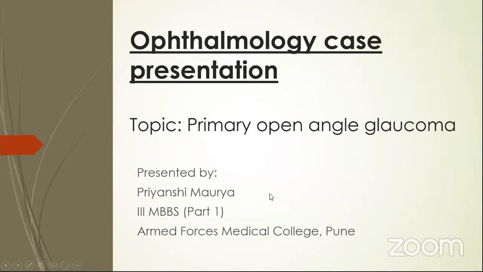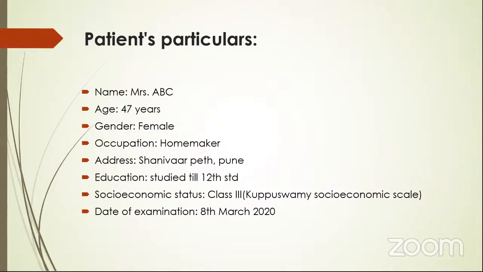Good afternoon, sir. Good afternoon, everyone. I'm Priyankshi Maurya from AFMC. I'll be presenting the case of a 47-year-old female, Mrs. ABC, housewife by occupation, hailing from Shaniwarpet, Pune. She has studied till 12th standard and socioeconomic status class 3. She was examined on 8th of March 2020.